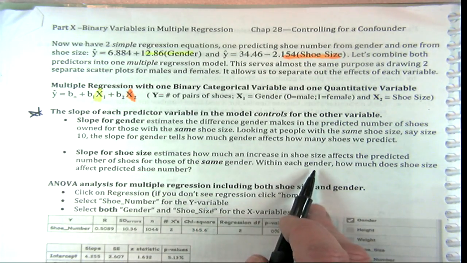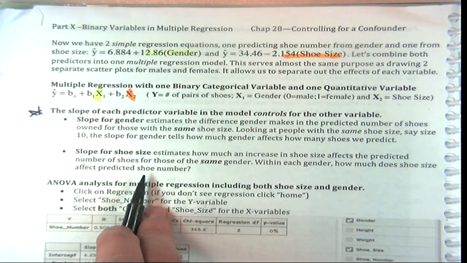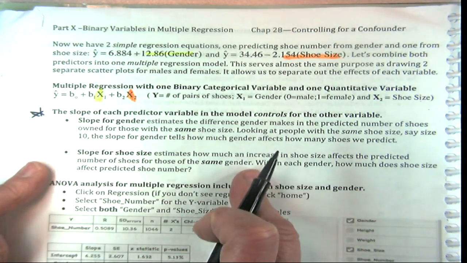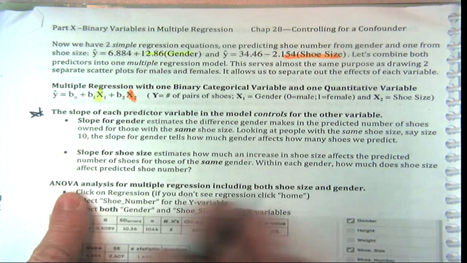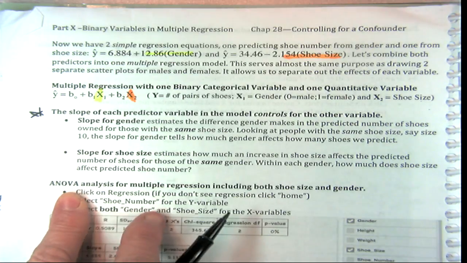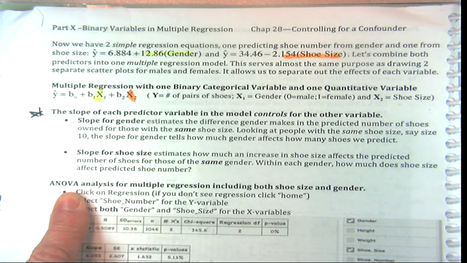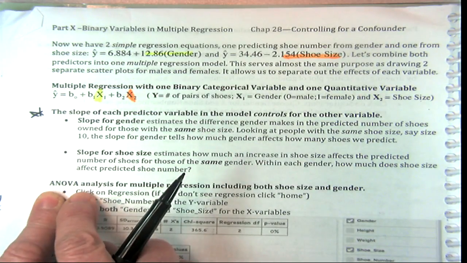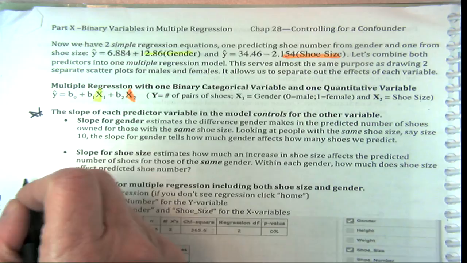So within each gender, how much does shoe size affect predicted shoe number? We already saw it makes very little difference inside the gender once you control for gender, once you stratify on gender. So given the same gender, it really doesn't matter how big your foot is. And so when we put these two together, we can't do a Z or a T analysis because now we have two slopes. So we must use what we learned, analysis of variance.